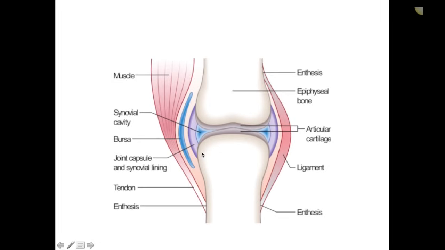And you can see here, here's the epiphysis of the bone. This is the articular surface, so the joint surface of the bone. It's covered in articular cartilage, and that reduces friction. It allows for a smooth moving surface. And then it has this synovial cavity with synovial fluid, which again allows for lubrication, allows for low friction, in order to allow that joint to move without any concerns.